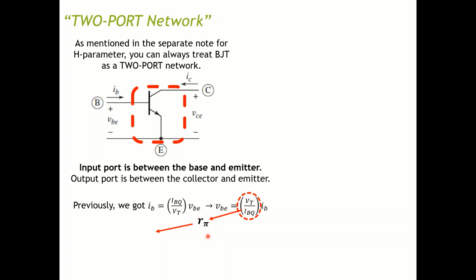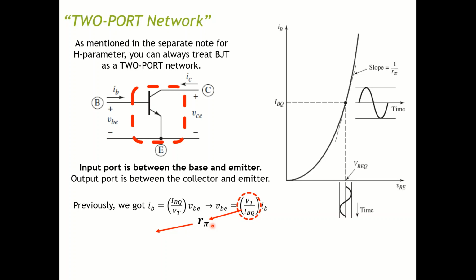So if you have a linear relationship, you can extract this parameter out and call it r pi. And if you remember this slope from the last lecture, we probed the signal at the Q point right here, and instead of analyzing this whole exponential growth, we estimate using the small signal and figure out the slope for that amplification. So 1 over r pi is actually the slope that we were looking for at the Q point.